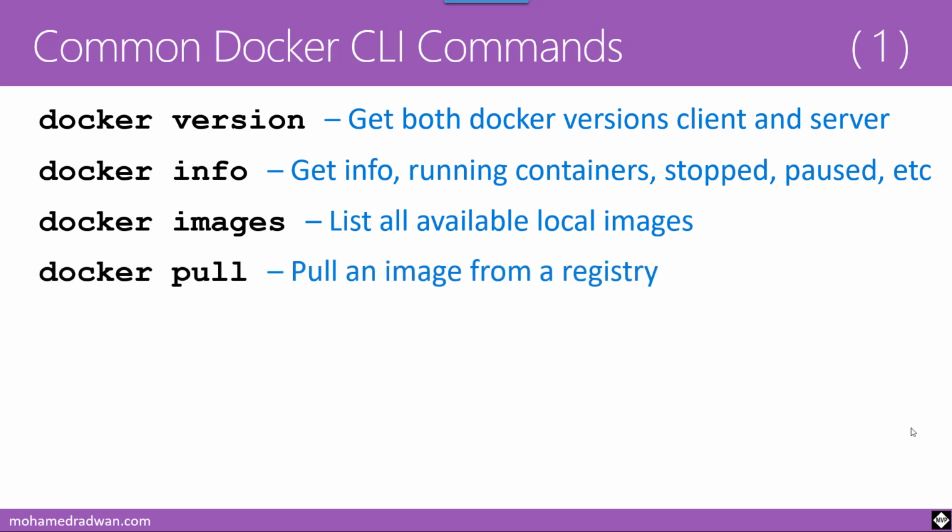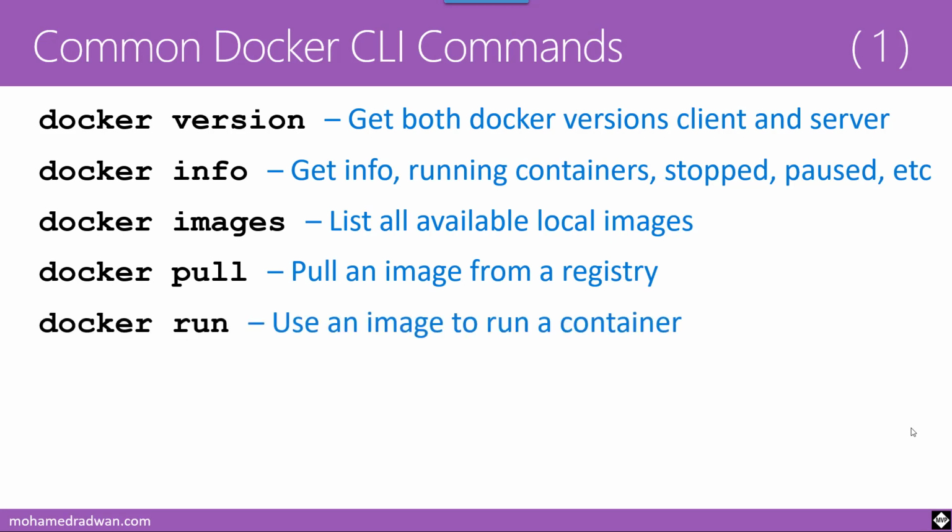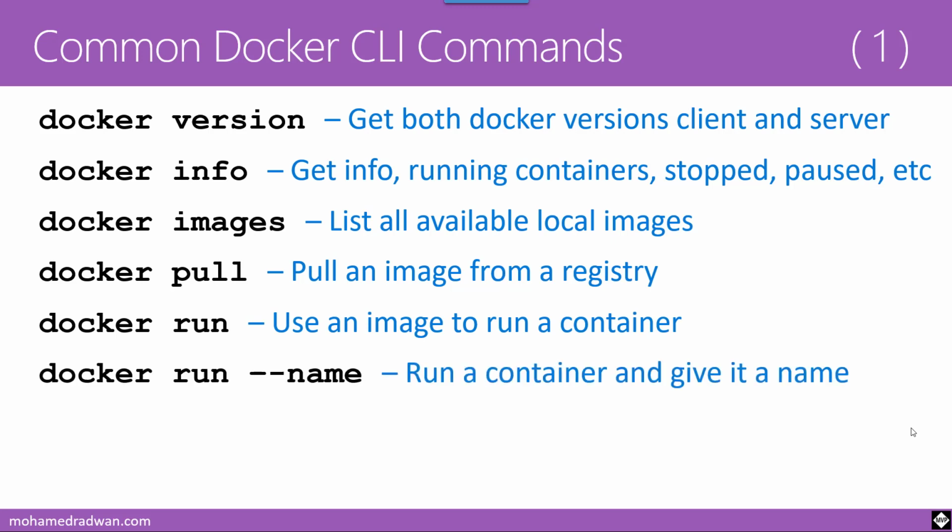Docker pull. This command will pull an image from the registry. Docker run. This command will run an image to be a container in memory. Docker run --name. This will run the container and give the container a name because I can use this name later to stop, start, attach to this container. It is easier than just using the default name, which could be very long, or using the container ID.